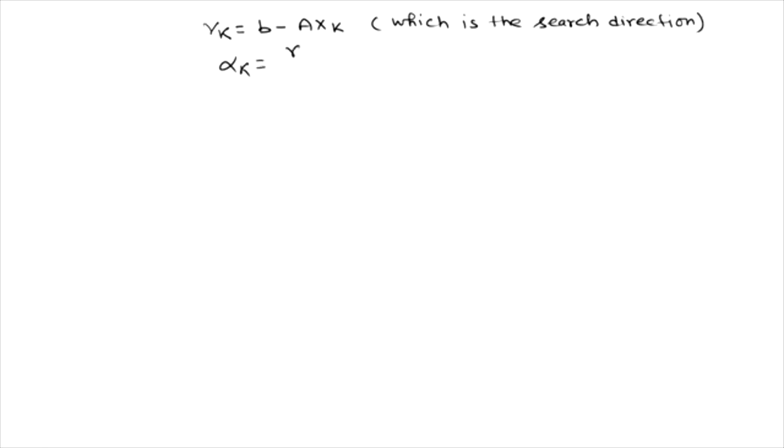In the previous lecture I told you that the steepest descent method works like this. You have the residual as b minus A x_k, which is the search direction also. Then we have taken alpha_k, the step length, as r_k transpose r_k upon r_k transpose A r_k.